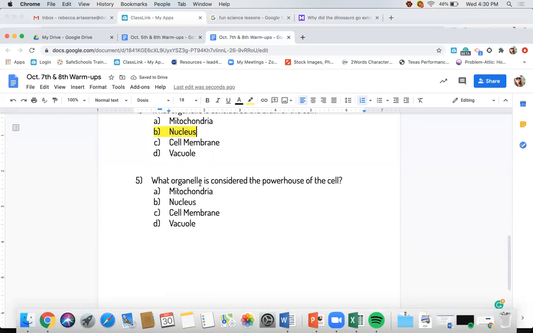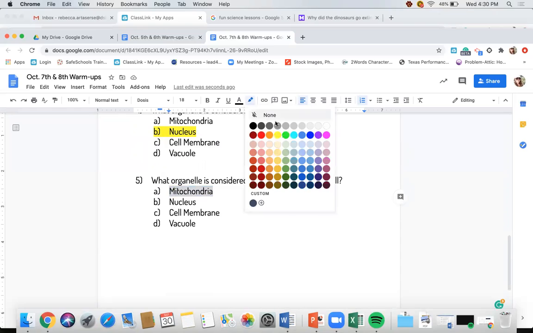And last question, what organelle is considered the powerhouse of the cell? The mitochondria, that's where cellular respiration occurs, and where our cell is getting its food, its power. So I'm thinking it's A. Nucleus, we just talked about nucleus being the brain of the cell. The cell membrane is what's regulating what comes in and out of the cell, and our vacuole is more storage for the cell. So I'm going to A, mitochondria.